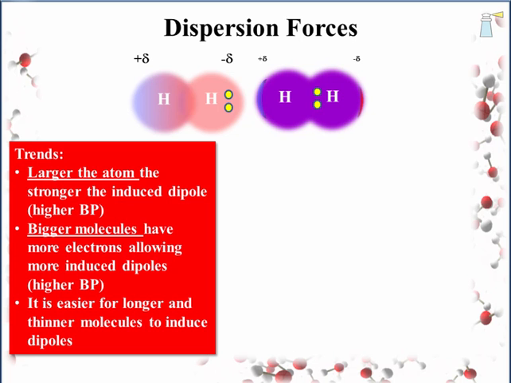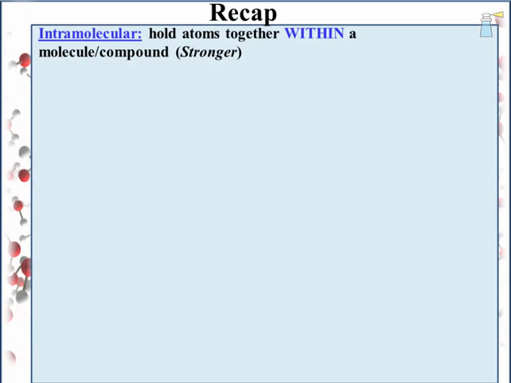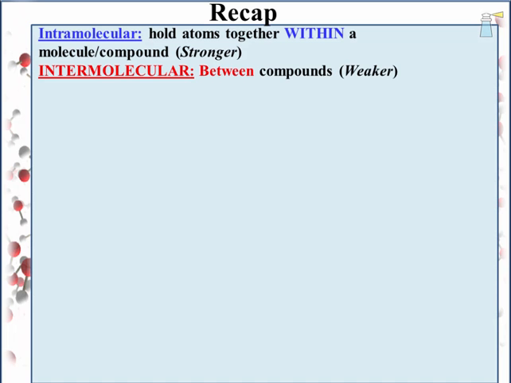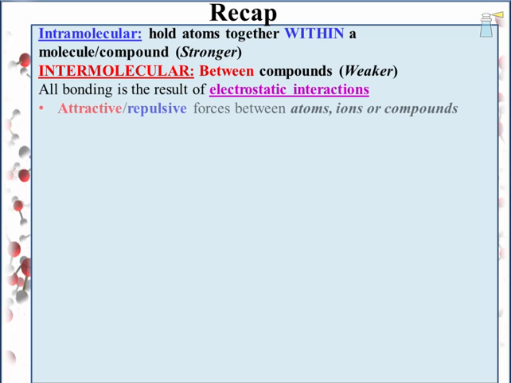Six forms of intermolecular forces were covered in this lecture. As a recap, intramolecular bonds hold atoms together within a molecule or compound. They are strong bonds. Intermolecular bonds are between compounds or elements, and are generally weaker. All bonding is a result of electrostatic interactions. The attractive and repulsive forces of an electrostatic interaction can be between atoms, ions, or compounds.